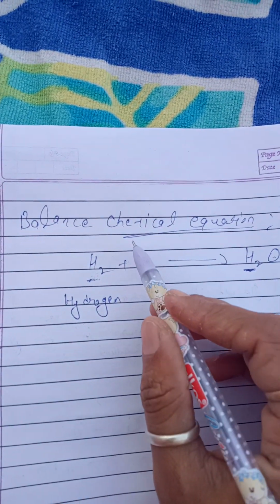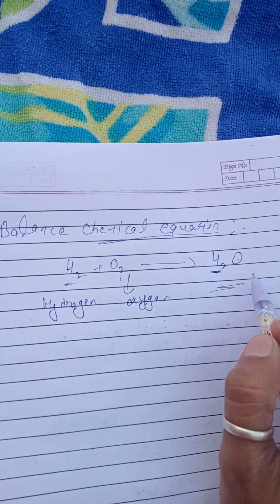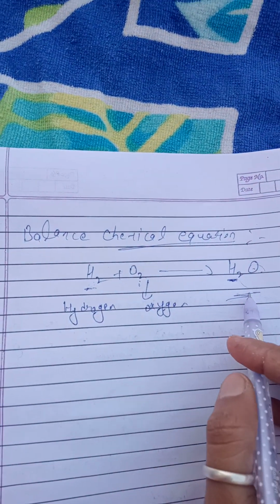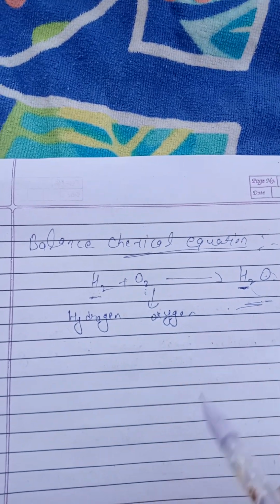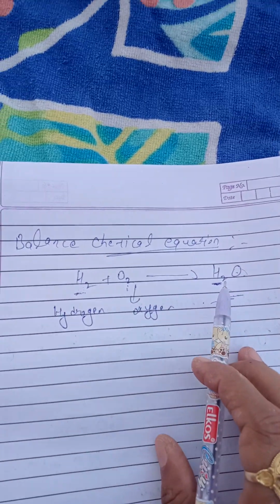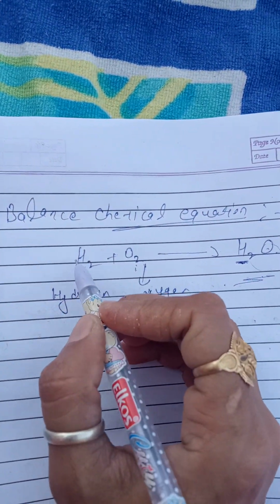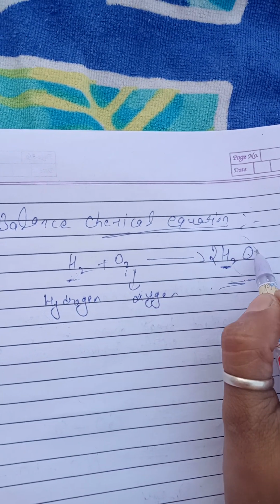But on the left hand side oxygen is 2 atoms, and on the right hand side the oxygen atom is 1. So oxygen is not balanced, and this equation is an unbalanced equation. When we balance this equation, then we multiply 2 here, we multiply 2 here.